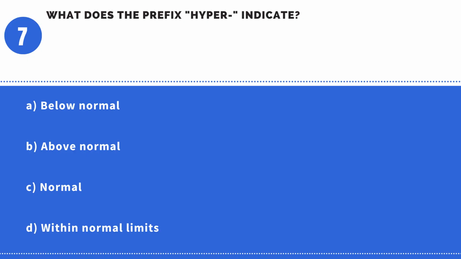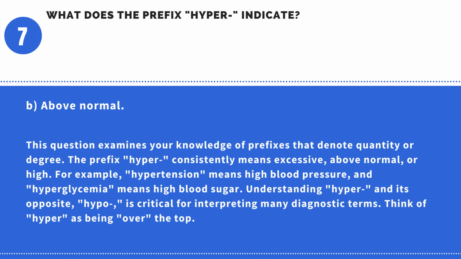Question 7. What does the prefix hyper- indicate? A. Below normal. B. Above normal. C. Normal. D. Within normal limits. Answer B. Above normal. This question examines your knowledge of prefixes that denote quantity or degree.